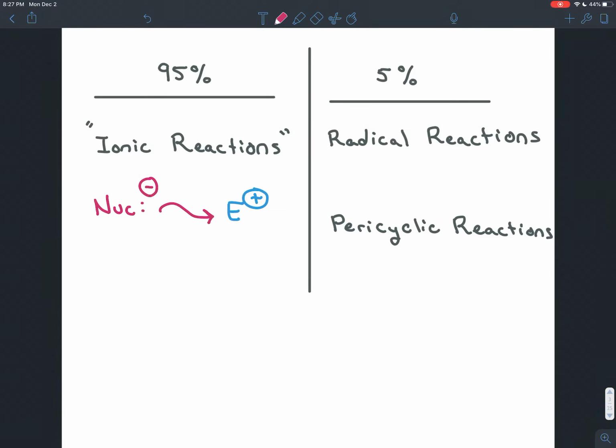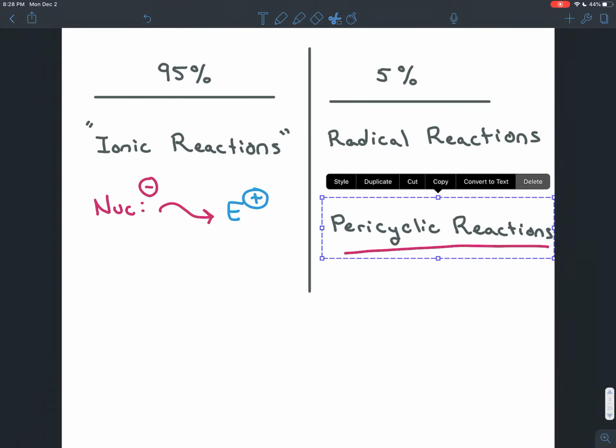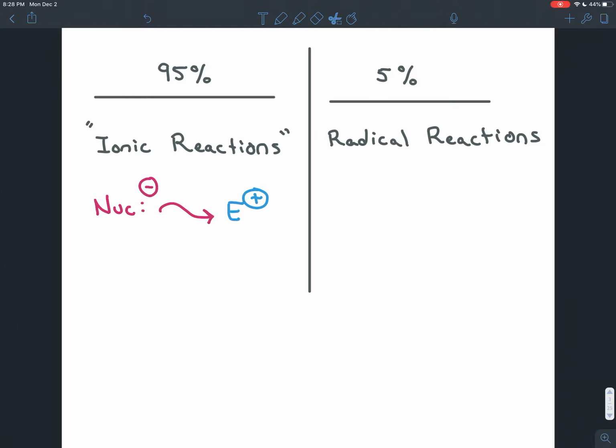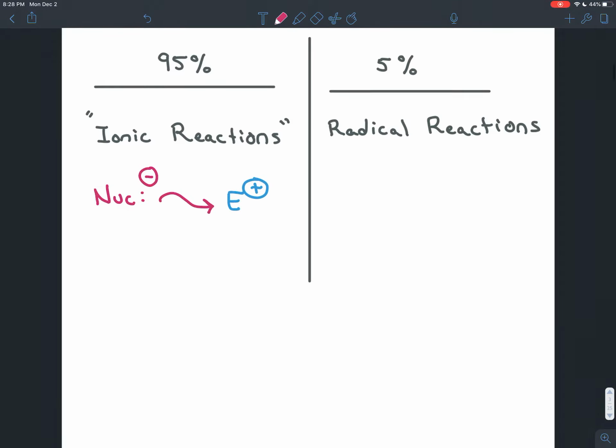The first type is the type that we're discussing in this chapter, radical reactions. And so we're covering that in Organic Chemistry 1. The second type you'll learn about in Organic Chemistry 2, and that's called pericyclic reactions. For now, we're not concerned with that. You would come back to that in an Organic Chemistry 2 class. So let's talk about radical reactions and how they're different from these ionic reactions.